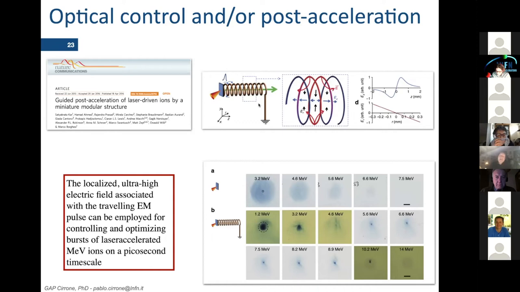For TNSA, that is the easiest at the moment, it is the regime that you can obtain starting from 10^18 watts per centimeter squared, and that is easily reachable in any high power laser facility.